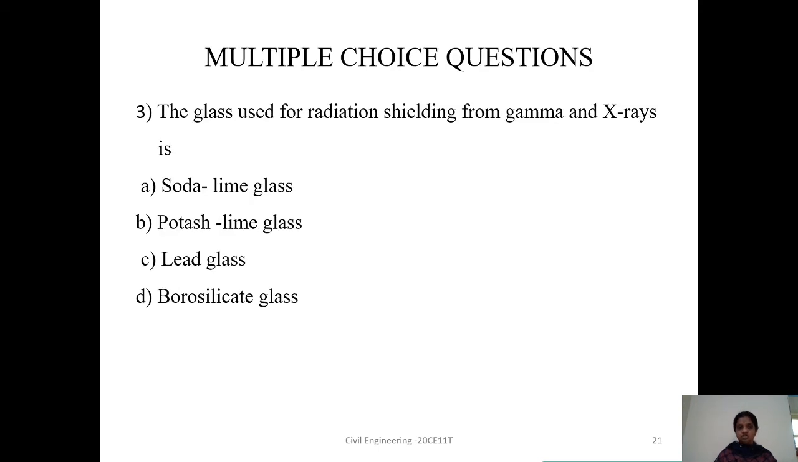Coming to third question. The glass used for radiation shielding from gamma and X-ray is soda lime glass, potash lime glass, lead glass, or borosilicate glass. Lead glass absorbs X-rays. Therefore, lead glass is used for radiation shielding from gamma and X-rays. Therefore, the answer is C, lead glass.